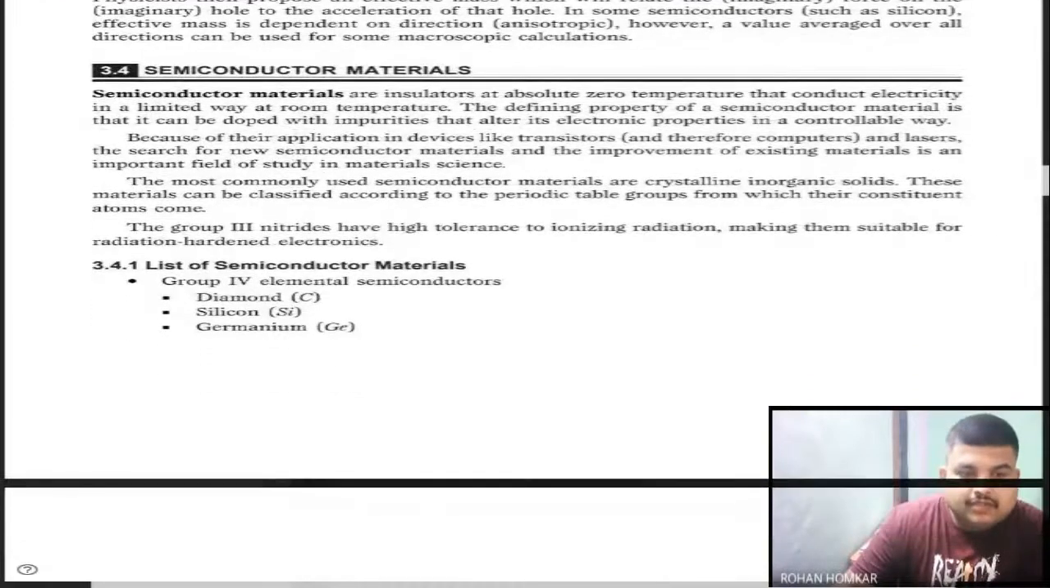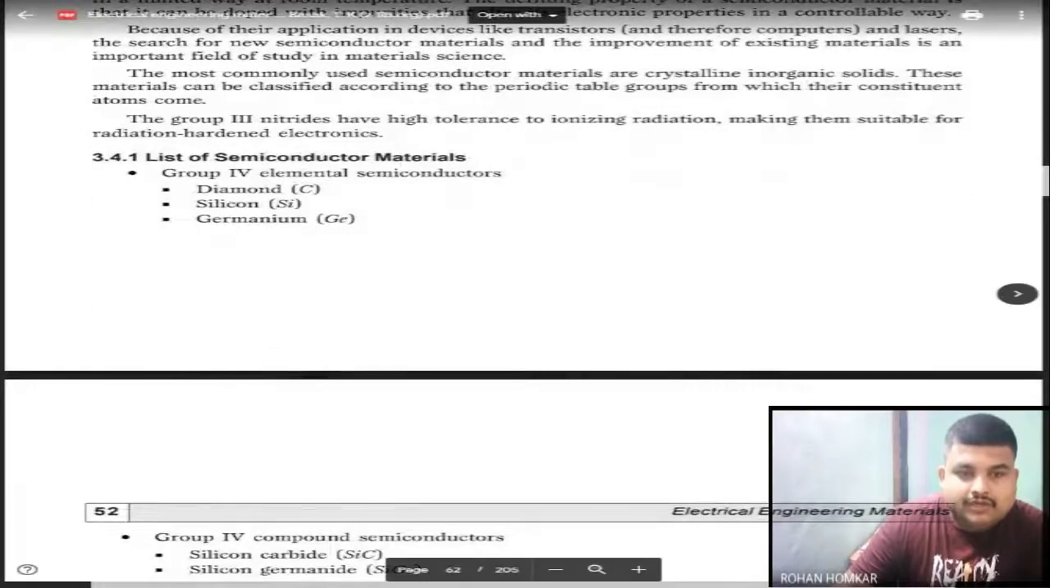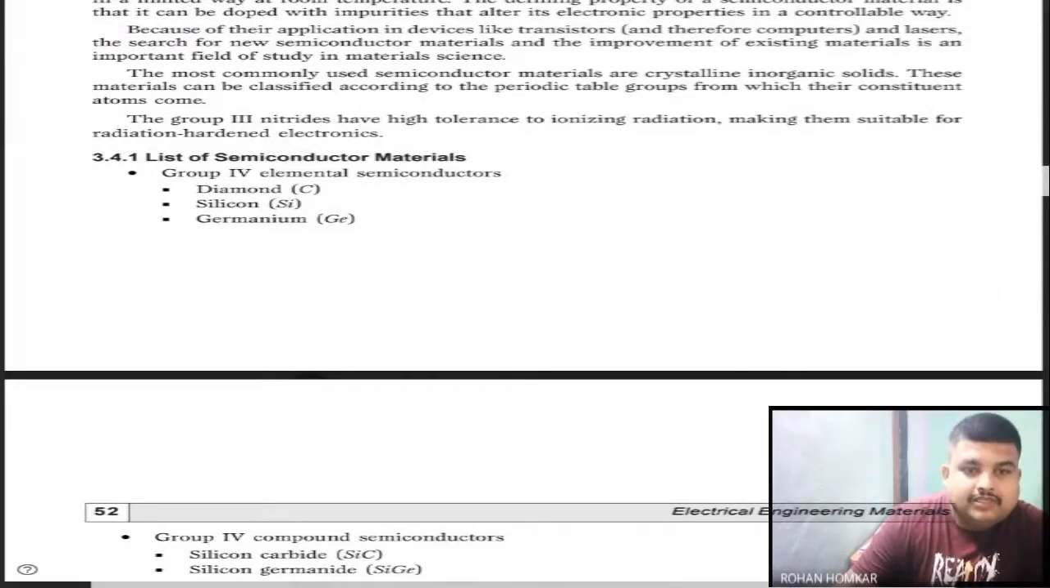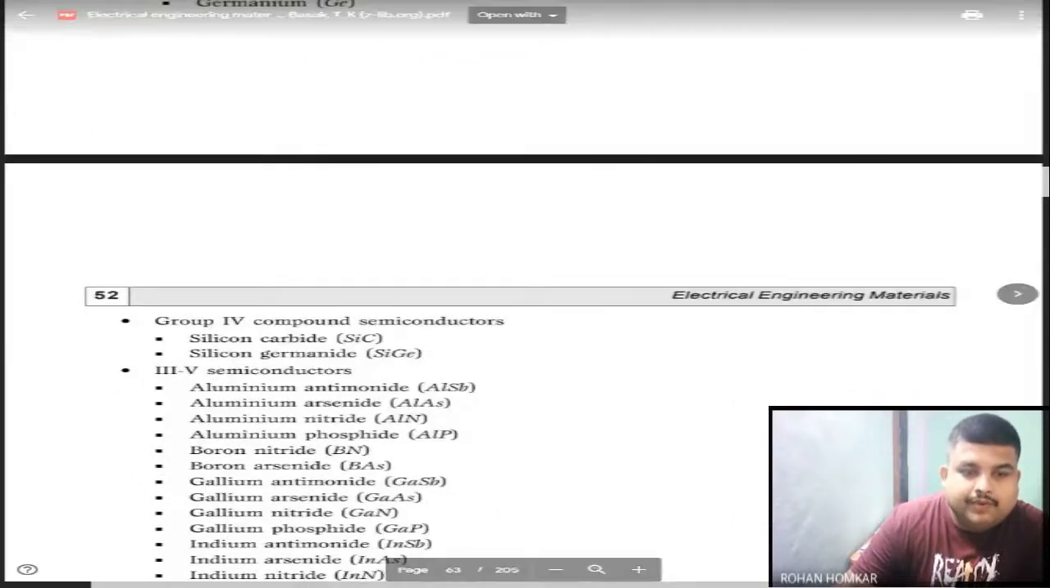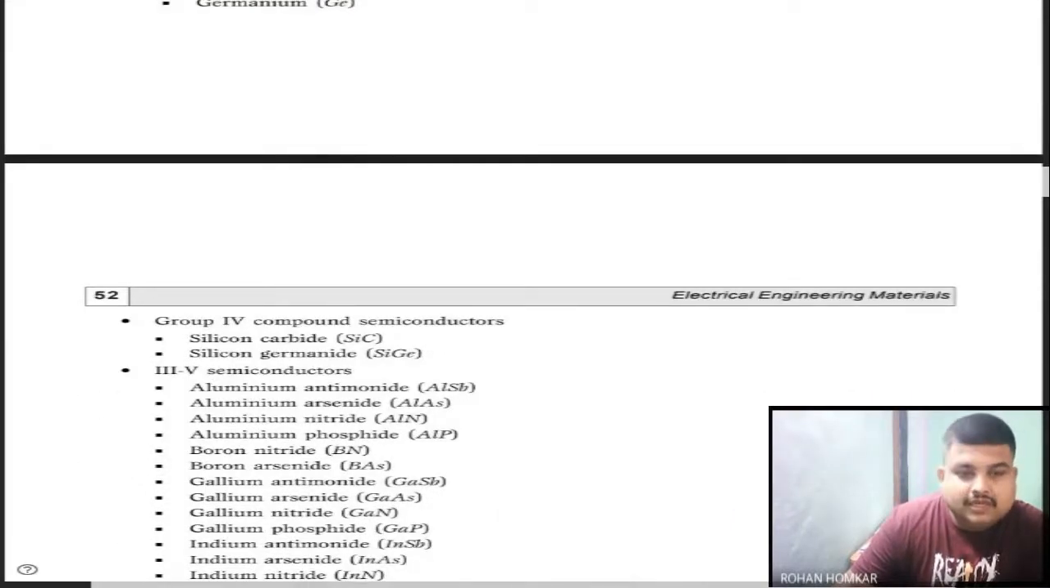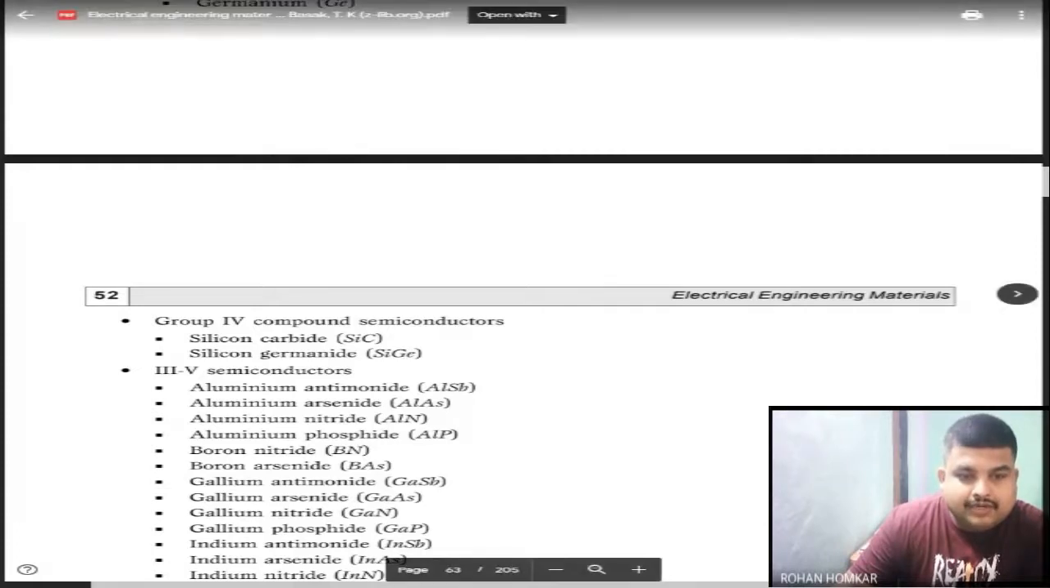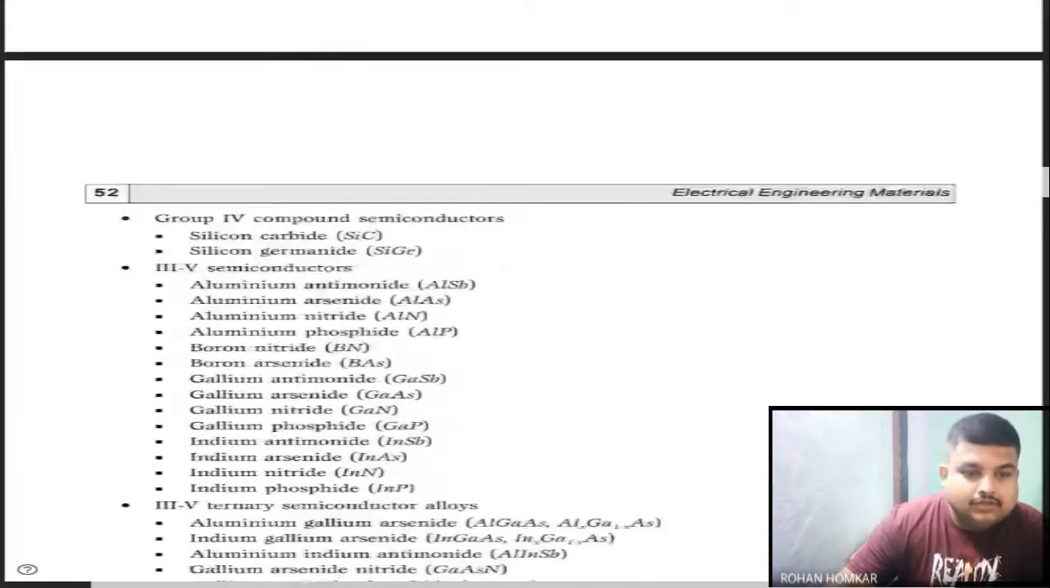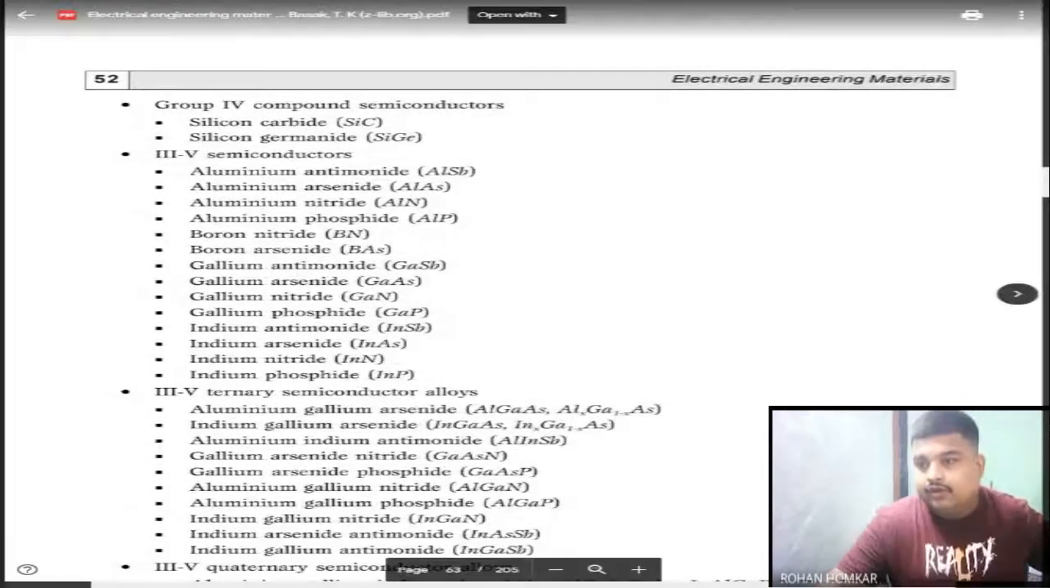So if someone asks you what the different semiconductor materials are, then group four elements will be considered semiconductors, like diamond, silicon, germanium. Also compound semiconductor materials like silicon carbide, silicon germanide, and then we have aluminium antimonide. Okay, so these are the different types of materials which are called semiconductor materials. So write down this list in your notebook.